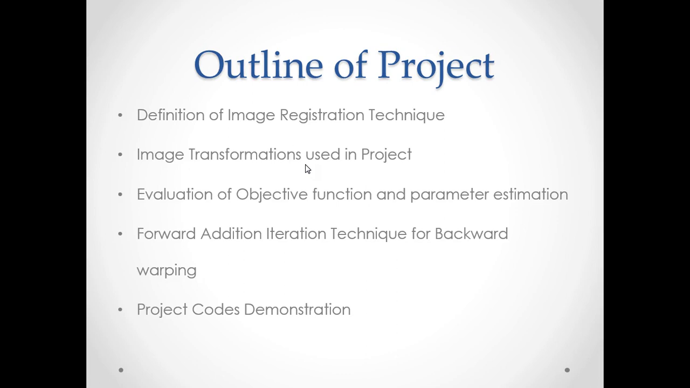The algorithm which has been put forth is called the forward addition iteration algorithm, and this algorithm is very important to get the parameters. If we get the parameters, we can backward warp the transformed image. And finally we'll go through the MATLAB project codes, and we'll see the complexity and convergence time of these iterative algorithms.